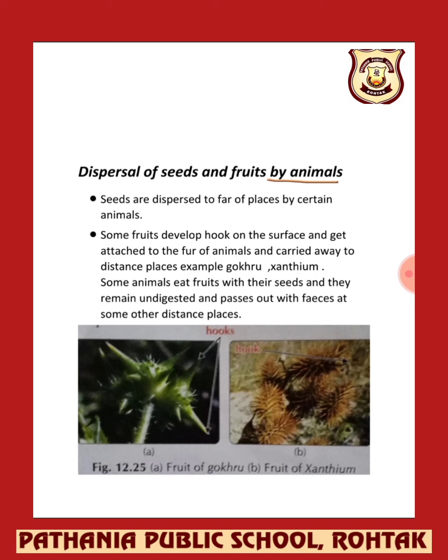Okay, next I am taking, beta, the dispersal of seeds and fruits by animals. How do animals take the seeds from one place to another, how does this dispersal occur? Seeds are dispersed to far off places by certain animals. Some fruits develop hooks on the surface and get attached to the fur of the animals, and are carried to distant places. Like gokru, xanthium are the fruits which attach to the animals and go away from one place to another.